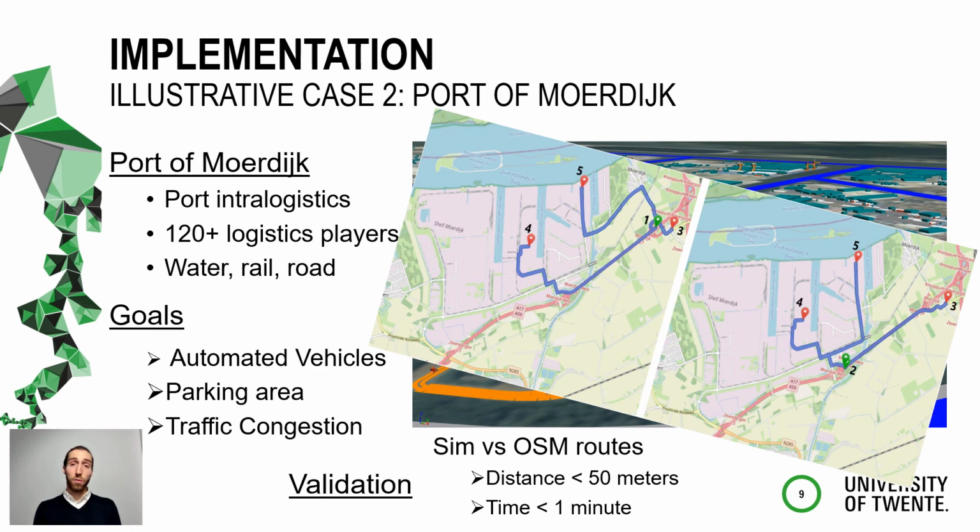We also performed some validation, still using the OSM routing tool, and the errors are very negligible. For the routes we tested, the difference in distance is less than 50 meters, and the difference in time is less than 1 minute. So we're quite happy about that. And now we can move on to the conclusions.